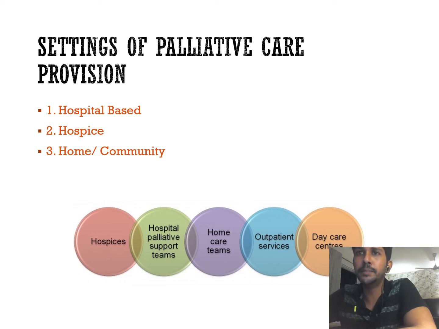So there can be hospices, and there can be overlap with hospital-based palliative care, where in the hospital premises, a hospice could be located. And the hospital teams may be visiting patients in their households, home care teams. And they can also have outpatient services, and there can be daycare centers, and so on. And they have a significant overlap in terms of service organization.